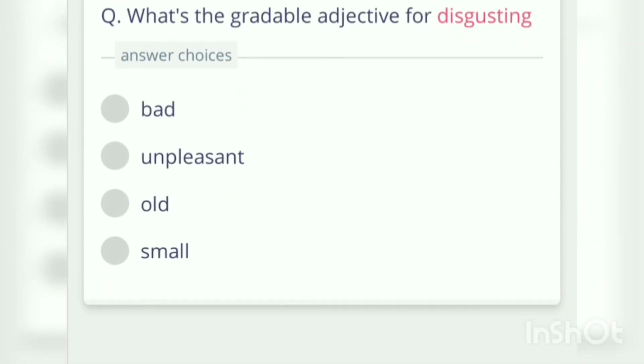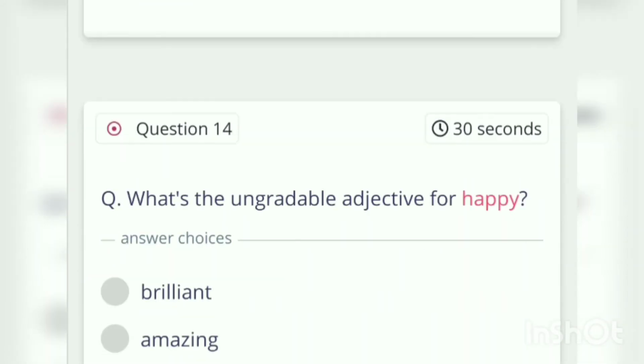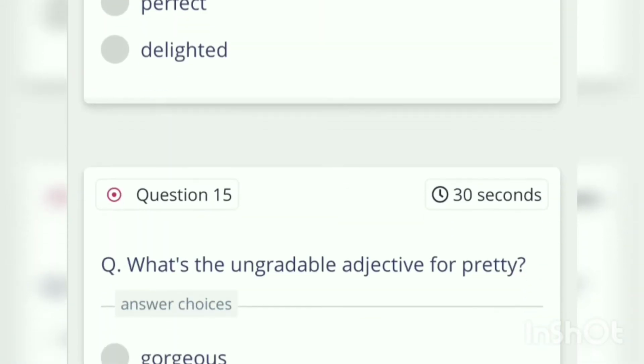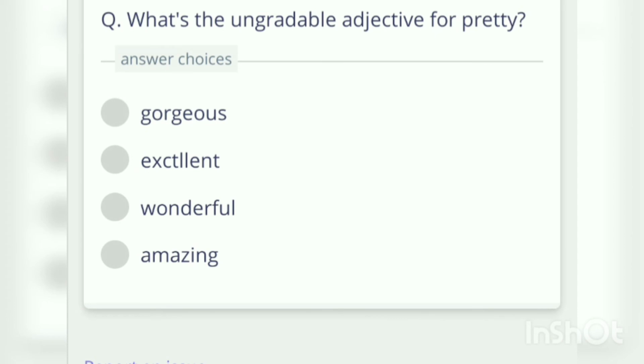What's the gradable adjective for disgusting? Find out and write. What's the ungradable adjective for happy? Write down the answer. What's the ungradable adjective for pretty?